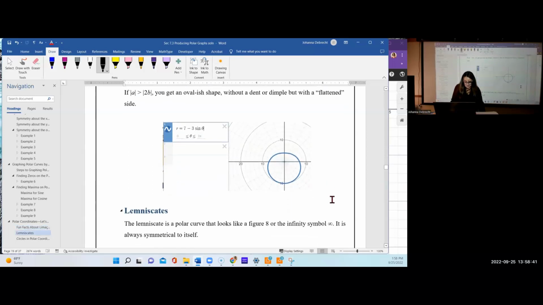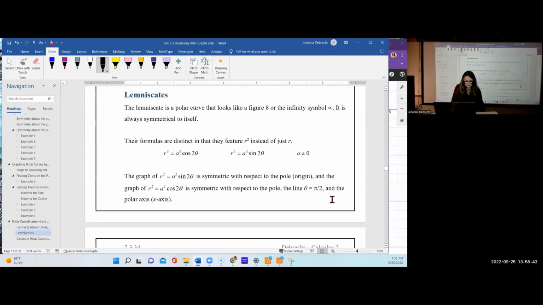All right. Now let's talk about what lemniscates are. Lemniscates are a different kind of graph. These look mostly like figure 8s. Now the lemniscate always has symmetry to itself, but it may or may not have symmetry to the pole or to the x or y axis. It may, but it may not. It just depends. If it's tilted or rotated, it may not have symmetry in any of those respects. Tilted ones often have symmetry around the pole, but not always.